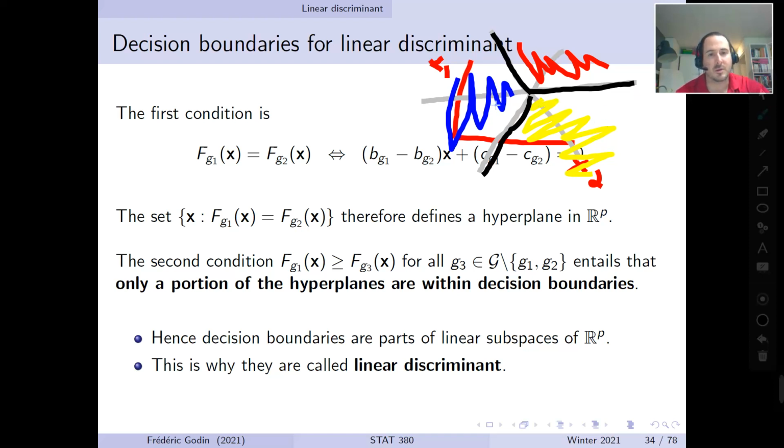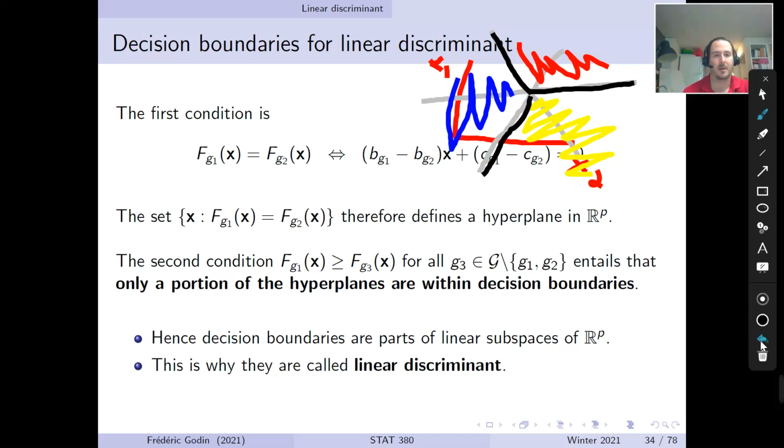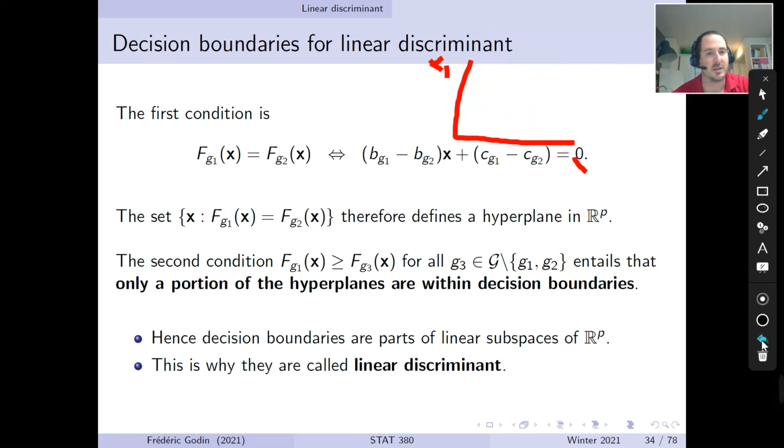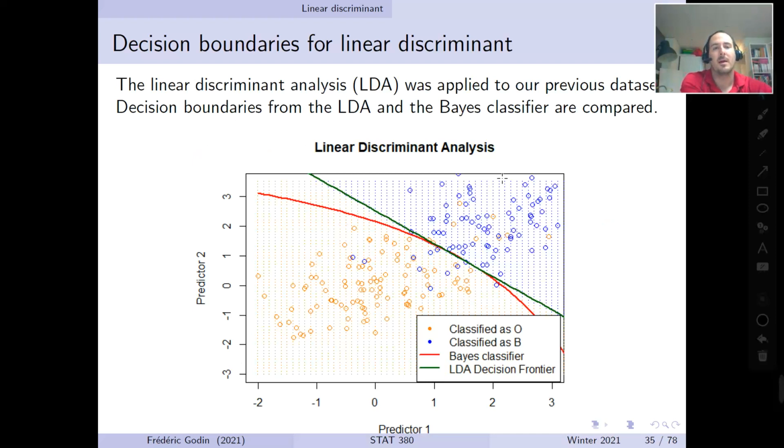And so this segment is determined by the other condition here. For example, in this place you're indifferent between red and yellow, but it doesn't matter because anyways it's blue that is preferable. So you don't need this part of the hyperplane. So this illustrates that for LDA, the classification is done through hyperplanes, and the decision region is obtained through portions of hyperplanes.